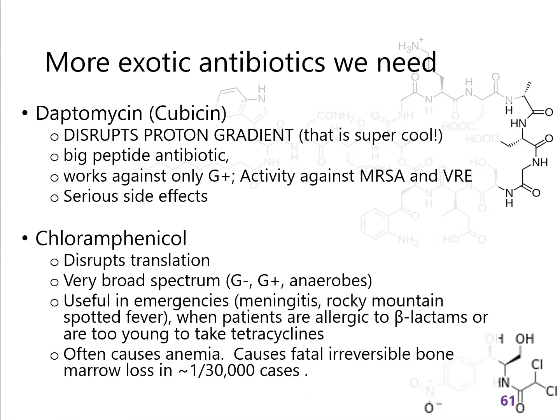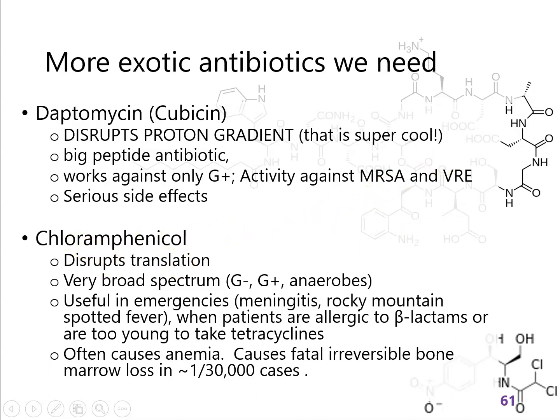Daptomycin is a newer antibiotic, and it's bizarre. It breaks down the proton gradient. We've always had drugs that disrupt the proton gradient, but we've never had one that does it to bacteria without doing it to mitochondria also. Some of the most toxic molecules we have are molecules that break down the proton gradient in mitochondria because they kill all of our cells. But daptomycin doesn't do that. It targets gram-positive bacteria. And so it is useful as a backup against MRSA and vancomycin-resistant enterococci.